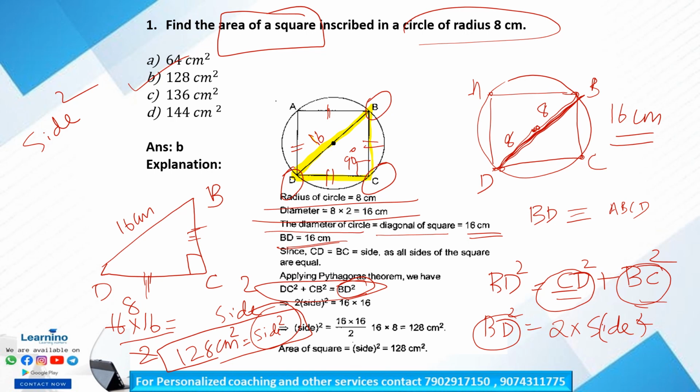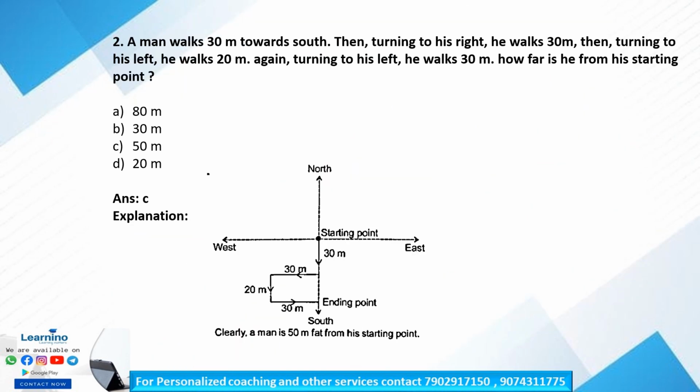Since it is a right angle triangle, we can apply Pythagoras theorem. By applying Pythagoras theorem, we got the side square. The area of the square is equal to side into side, that is side square, which is equal to 128 centimeter square as our answer. So option B, 128 centimeter square, is our correct answer. Clear? So next question, question number 2.